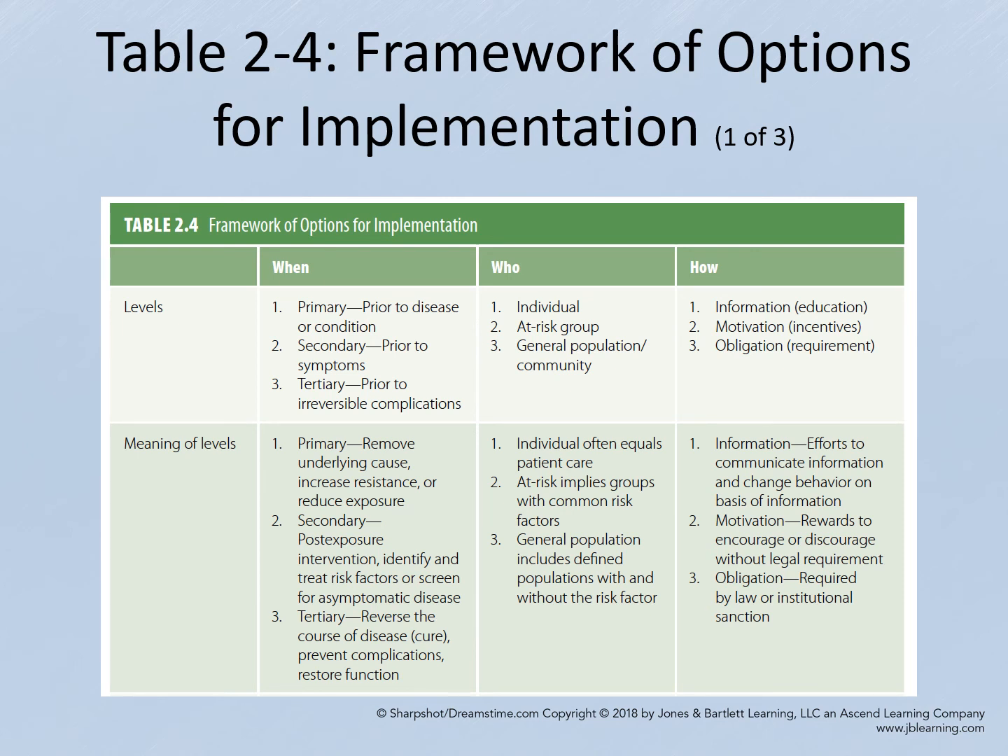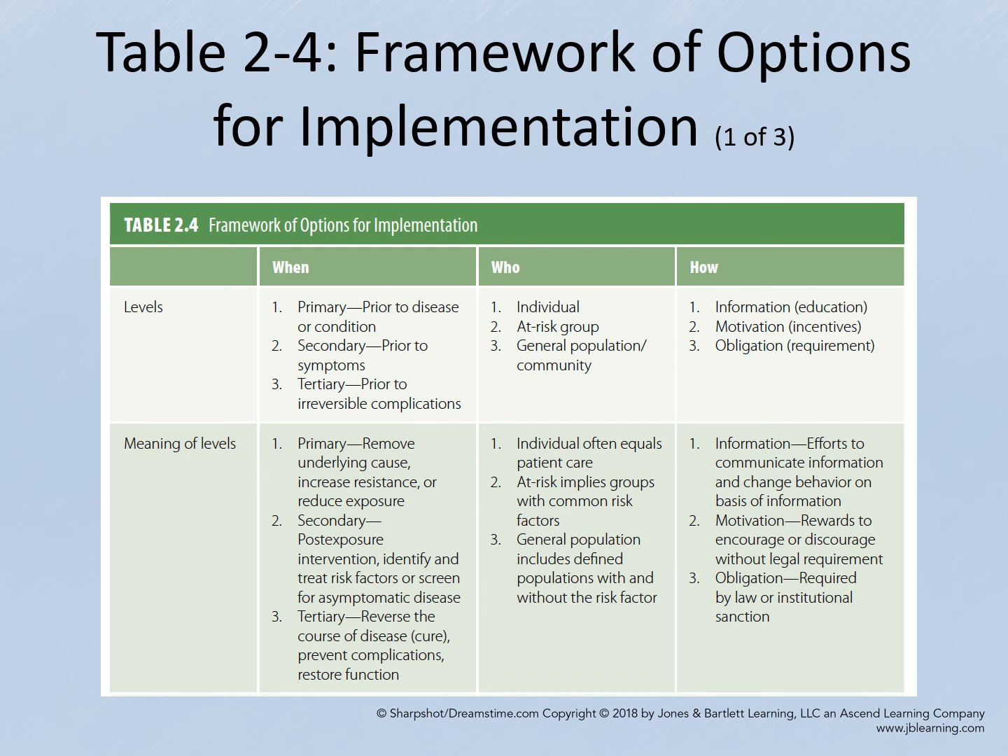So again, we are explaining what is primary, that is removing the underlying cause, increasing resistance, or reducing exposure through primary interventions. Secondary is post-exposure interventions. Identify and treat risk factors or screen for asymptomatic disease. One example of secondary prevention is screening for mammography, screening for testicular cancer. These are all secondary interventions. Then tertiary: reverse the course of disease or cure or prevent complications and restore function. After a stroke or after an MI, you do more of rehabilitation and you come back. You try to prevent that disability.